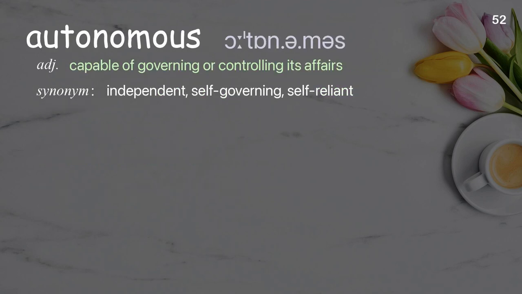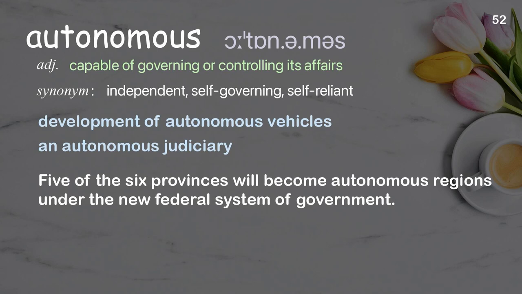Autonomous. Capable of governing or controlling its affairs. Examples. Development of autonomous vehicles. An autonomous judiciary. Five of the six provinces will become autonomous regions under the new federal system of government.